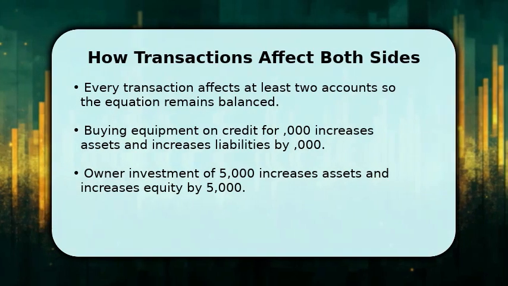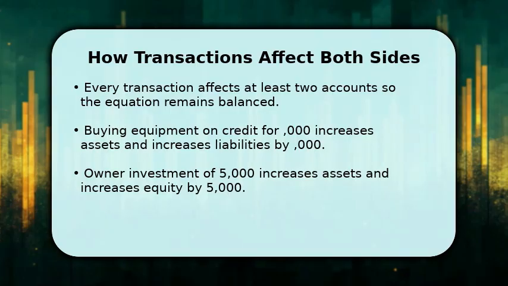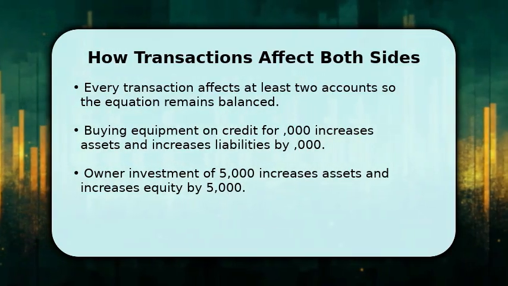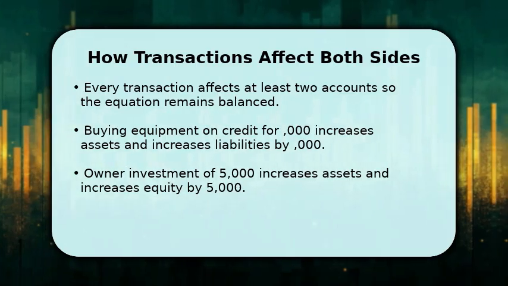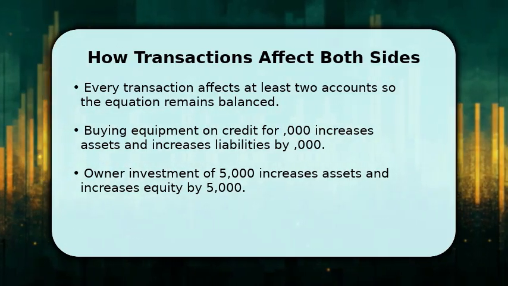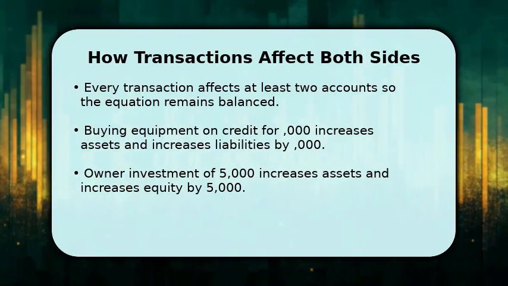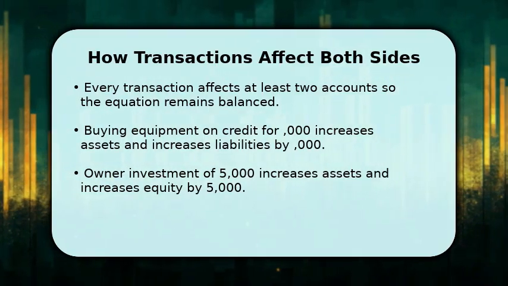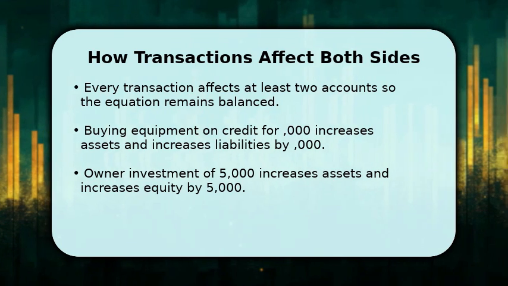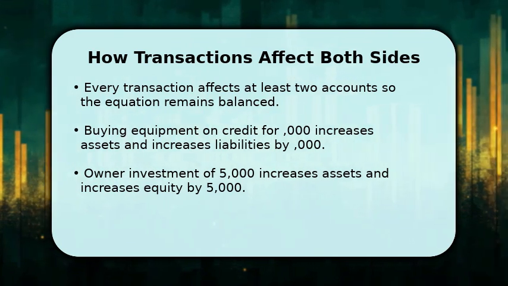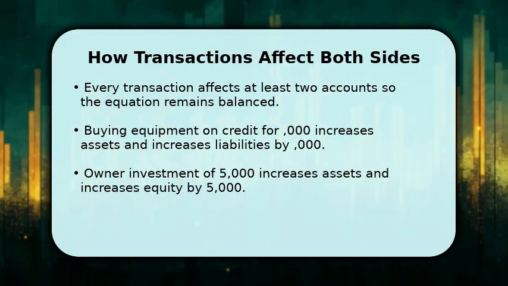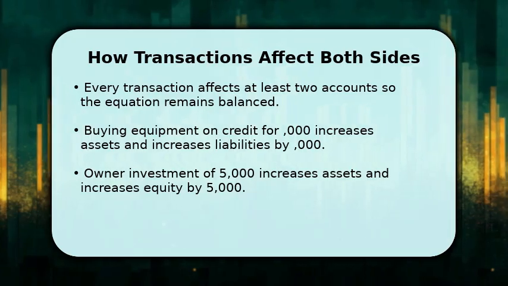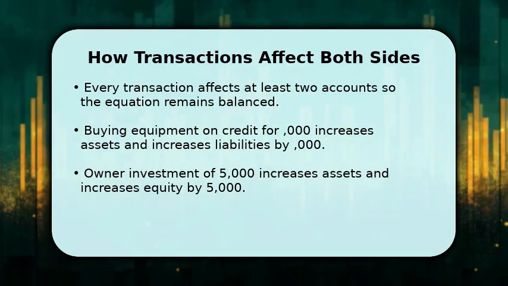Every transaction affects at least two accounts, so the equation remains balanced. This is the principle behind double-entry bookkeeping. If you buy equipment on credit for 000, assets increase and liabilities increase by 000, keeping assets equals liabilities plus equity intact. If the owner invests 5,000 in cash, assets increase and equity increases by 5,000. Paying a 000 liability reduces cash and liabilities equally.